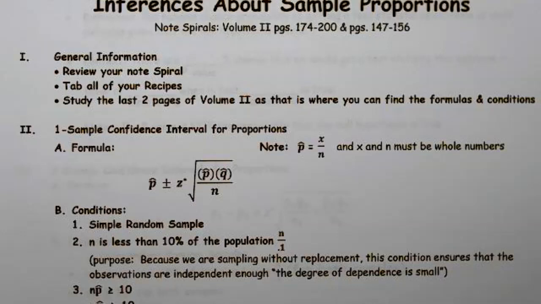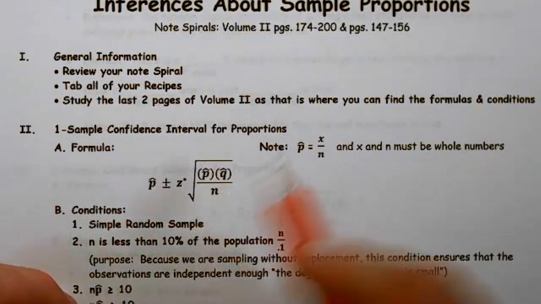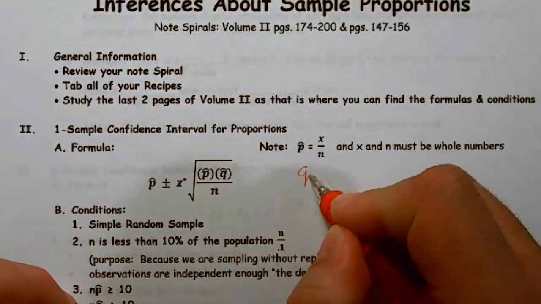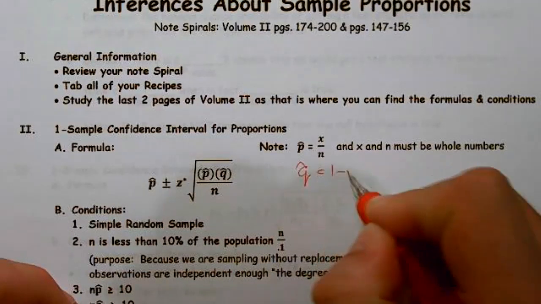All right, so one sample confidence intervals for proportions. First off, this is the formula. The great thing is you don't have to memorize the formula this year. It'll be available to you. If you're going to use Q hat, you need to make sure that you say what Q hat is, and Q hat is just 1 minus P hat.